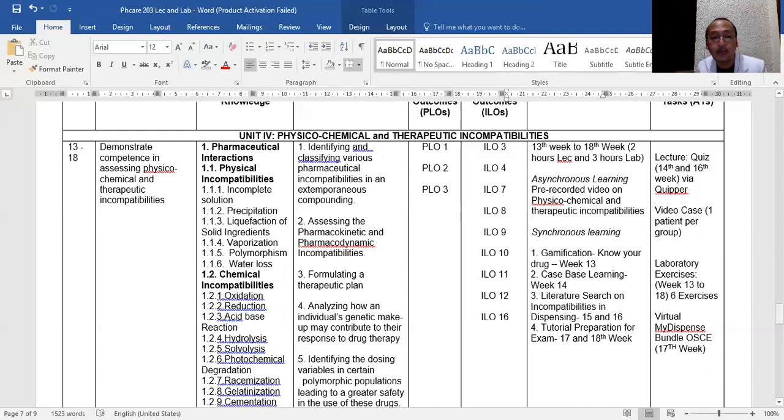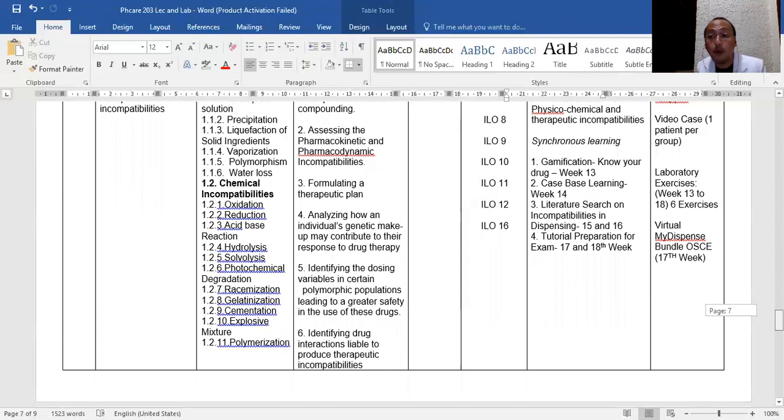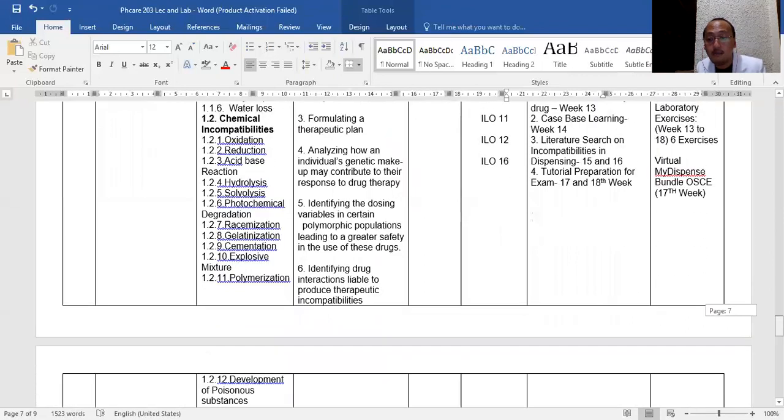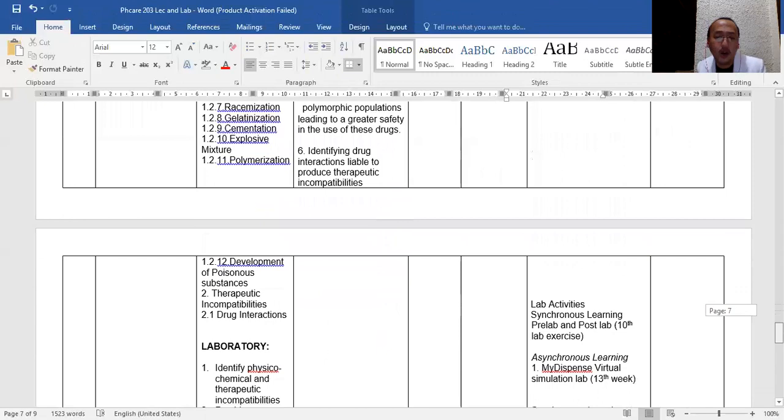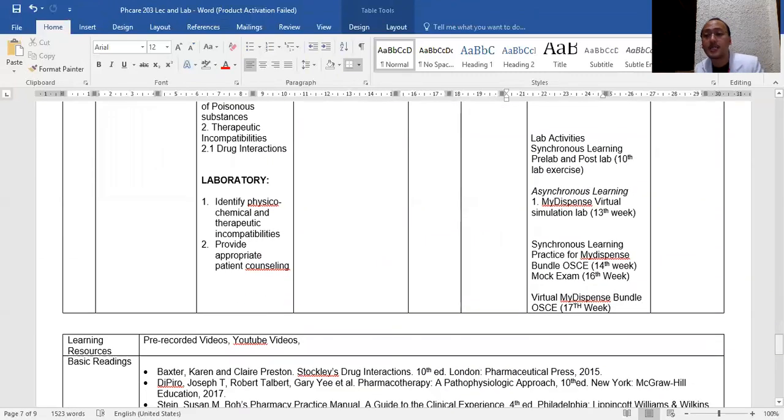I hope that at this time you'll be able to complete your dispensing number 2. But don't worry about that. We still have our laboratories. These laboratories will pre-lead you into your exercises for your final examination. So take note that the final examination for our My Dispense will also be recorded as your final exam, as your objective structured clinical examination.